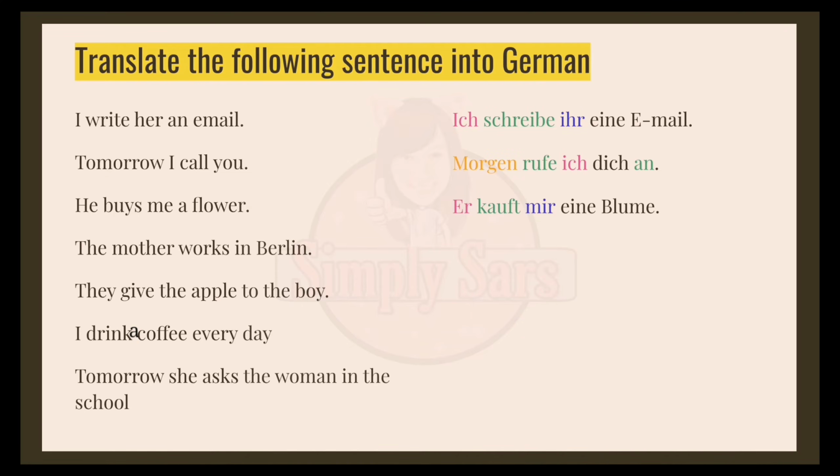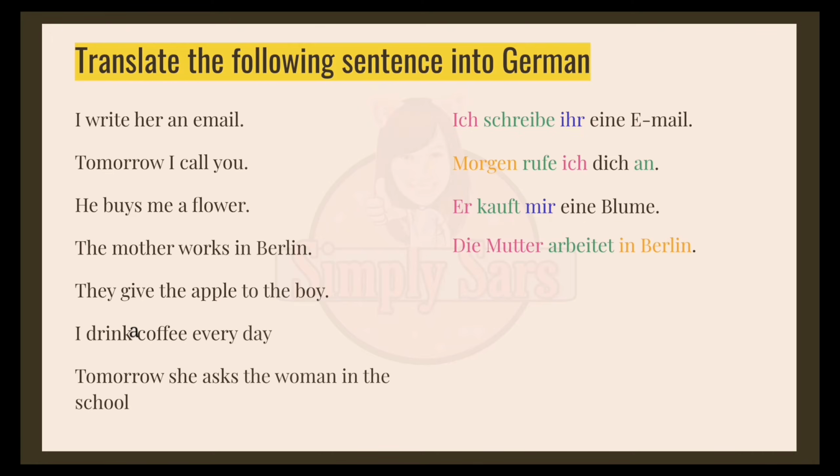Next, he buys me a flower. Er kauft mir eine Blume. So, kauft, ano ang binili ko? Eine Blume. Para kanino? Mir. Okay? So, tamang-tama sa subject, verb, dative, and accusative form. Tama.